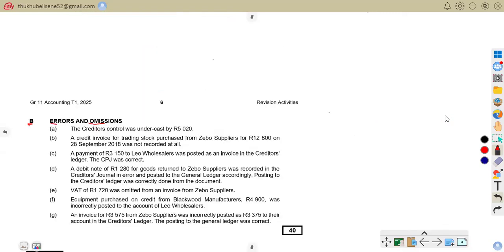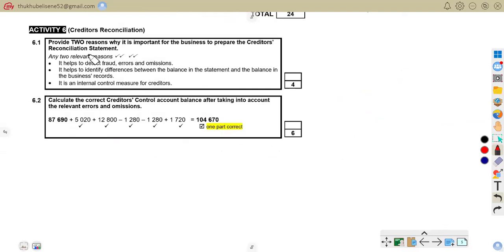So let's go to our answers to support the ones that we have given. Remember we were to provide reasons why it is important to prepare a creditors reconciliation statement. The first one is it helps to detect fraud, errors and omissions, like I have said. When numbers do not match, it means that there is something wrong. Also, it helps to identify the difference between the balance in the statement and the balance in the business records. And it is also an internal control measure for creditors. Those are the reasons why we prepare this creditors reconciliation statement.